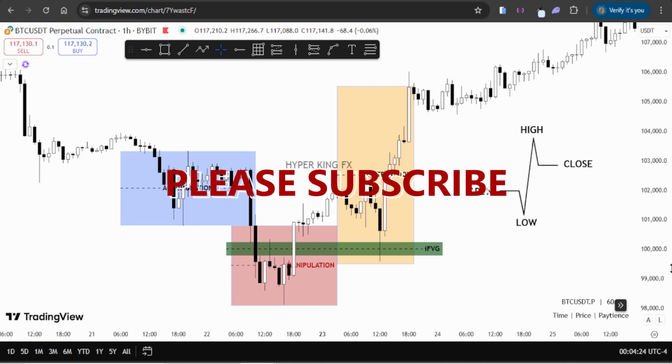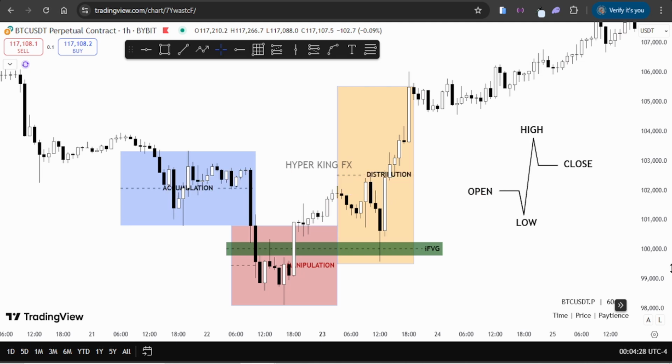Today we are diving into one of the most powerful price concepts in trading: accumulation, manipulation, and distribution, also known as AMD. This is the blueprint of smart money: how they trap retail traders and move price with precision. Stick around because I'll show you how to spot it on live charts and how you can use it to get an edge in day trading. What is AMD? Let us break it down.